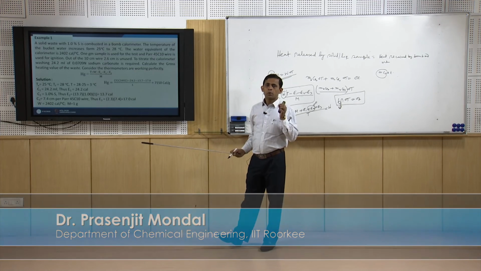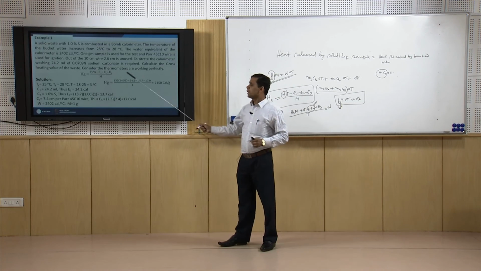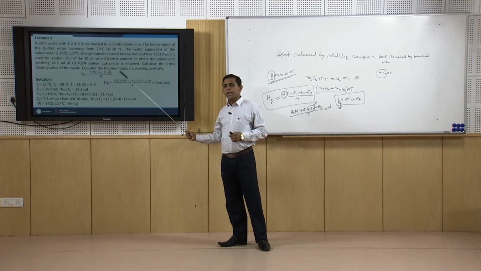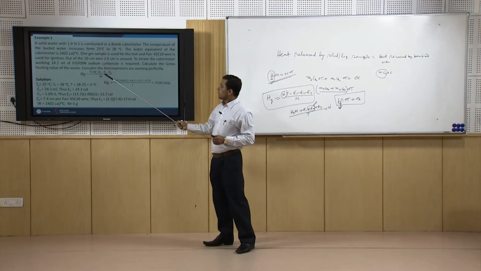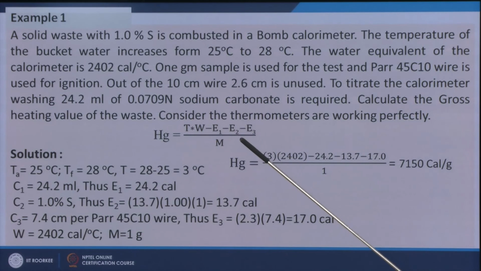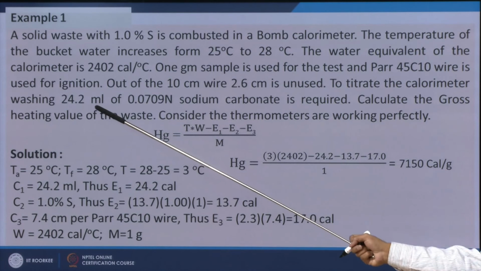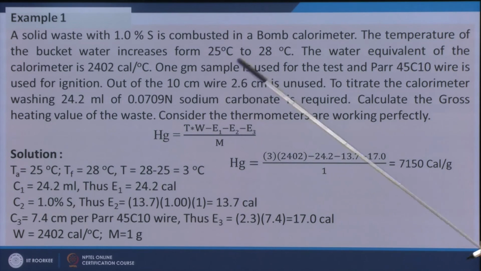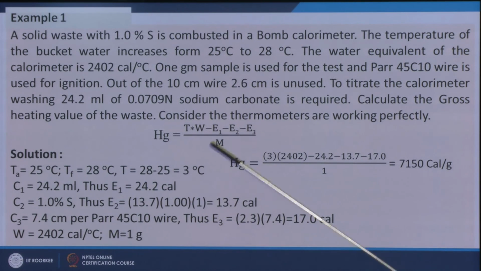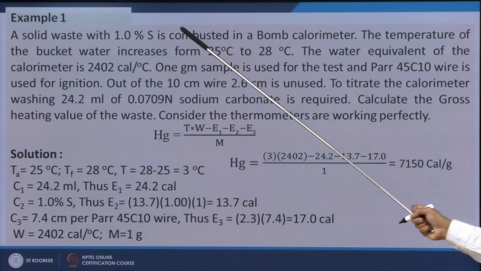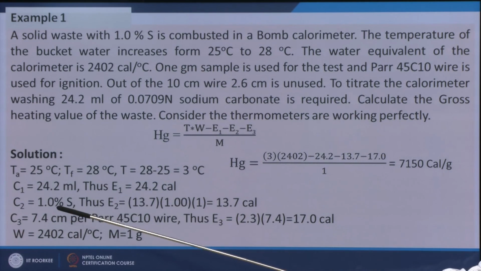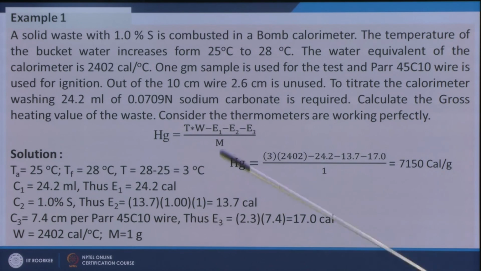We know the formula Hg is equal to W into T minus E1 minus E2 minus E3 divided by M. In this case we can calculate E1. For calculating E1 we need C1. C1 is equal to how much? 24.2 ml of standard sodium carbonate, so E1 is equal to 24.2 calorie. For E2 it requires sulfur content, so 1% sulfur. E2 is equal to 13.7 into 1 into mass, 1 gram, so that is equal to 13.7 calorie.